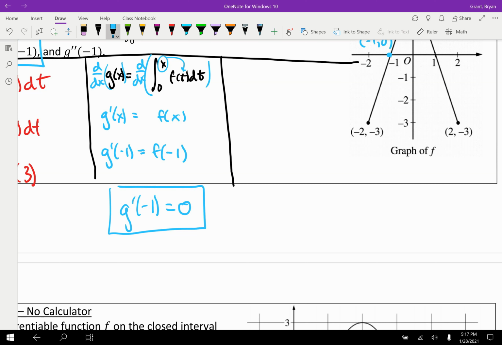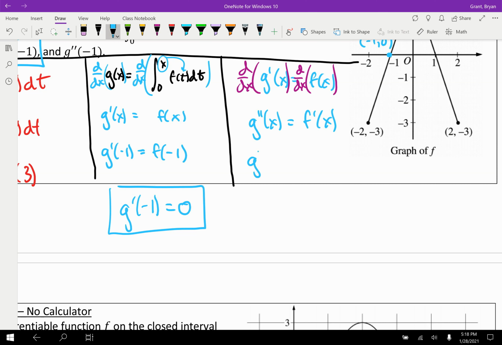Last but not least, g double prime of negative 1. Well, same idea. We should probably find g double prime of x before we start using it. So we'll start with g prime of x. How do we go from g prime to g double prime? We take the derivative again. And again, writing this d/dx is maybe a little bit extra, but I don't think it's bad for you. g double prime of x is equal to f prime of x.